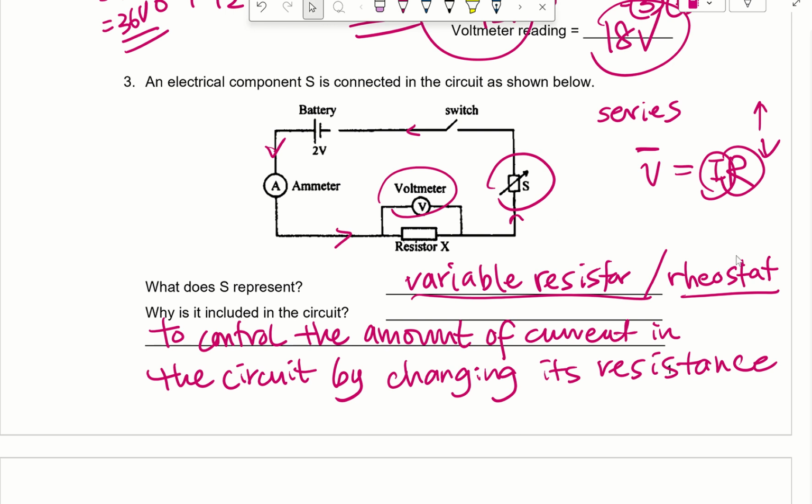Okay, so where do I use this variable resistor in real life? If you have a fan, you can actually change the speed of the fan. How do I change the speed of the fan? By turning a knob. The knob will change the resistance. If I have more resistance, I will have less current, right? V equals IR. If my resistance is higher, my current will be lesser. That means the fan will spin at a lower speed and vice versa.